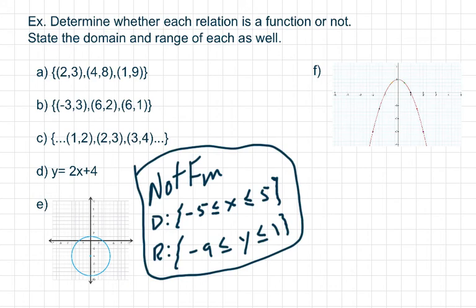So now let's look at this F. This is more what you'll see in grade 11. Well, vertical line, I pass through 1 point. No matter where I draw a vertical line, I'm only going to pass through 1 point. So, yep, that's a function. Great. Now, domain and range.